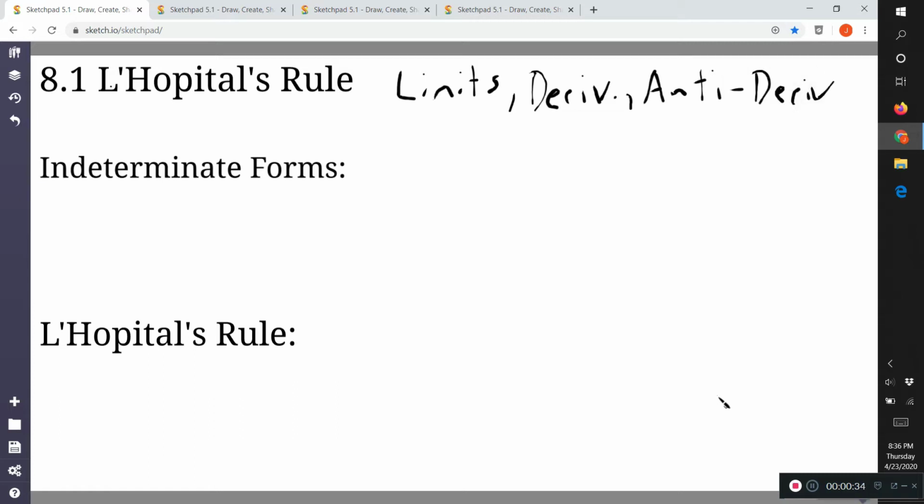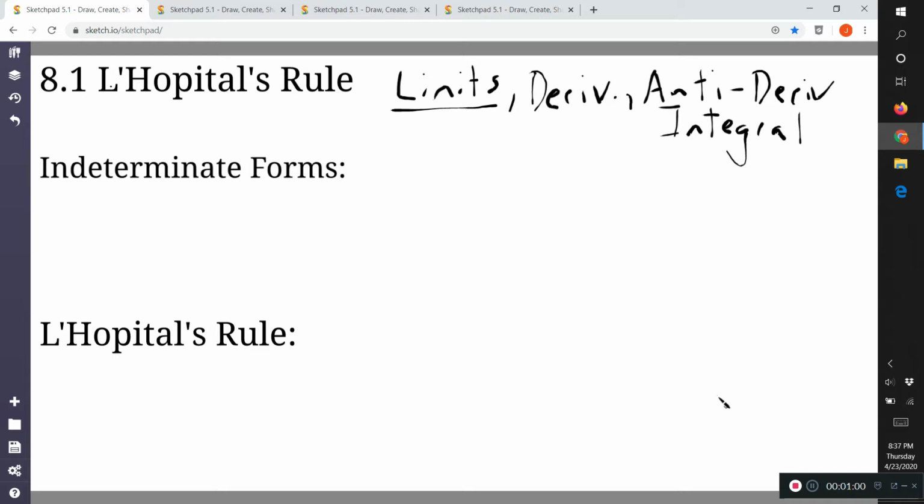So we're going to come full circle here, and we're again going to talk about limits. Now, we used limits to find derivatives early on in our work. What L'Hopital's rule is going to do is allow us to use derivatives to find limits, kind of in reverse order. So there are some things called indeterminate forms.